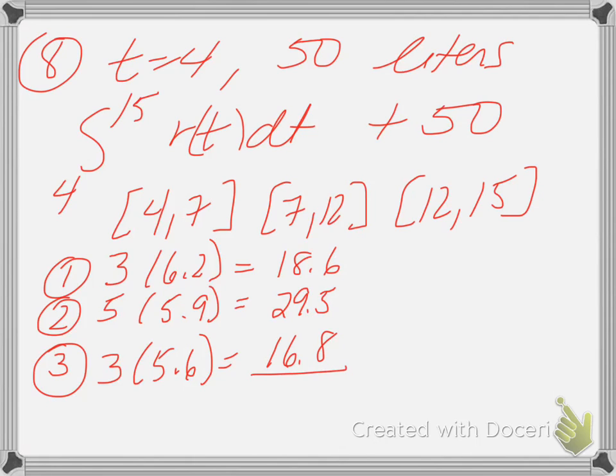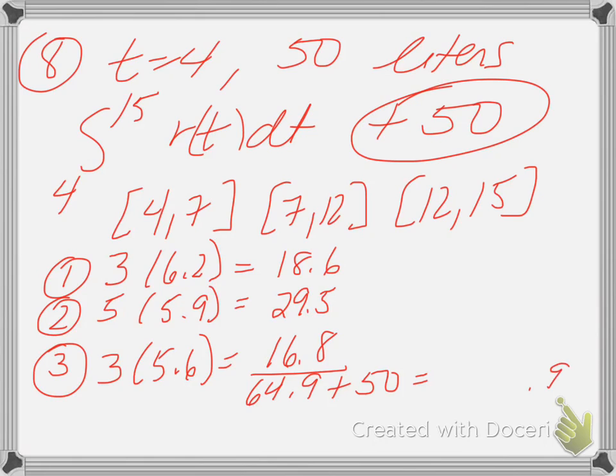So you're going to add those three numbers, and you're going to get 64.9. That means that you got 64.9 liters of oil in the hours between 4 and 15. But remember, you already had 50 to begin with, so you have to add 50 to that. And when you do that, you're going to get 114.9, and that is choice C. Okay, and that completes number 8.